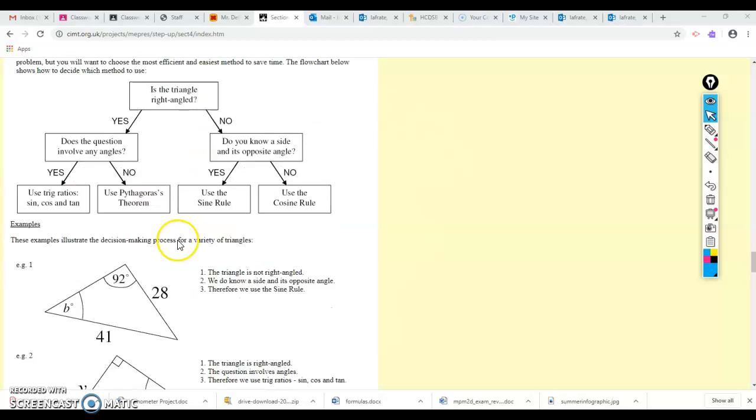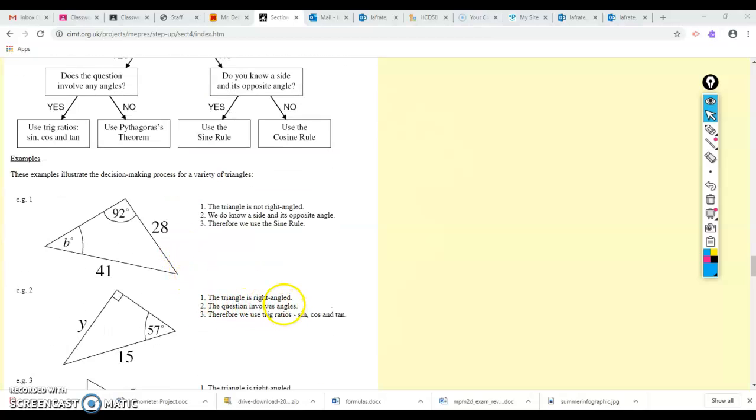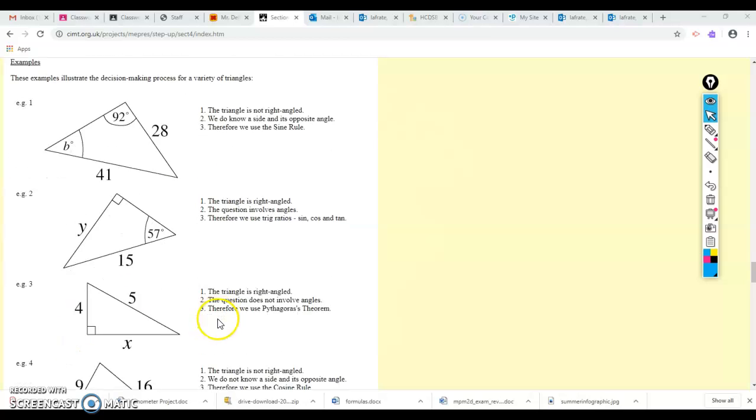Is it a right angle triangle? Yes, it is. Does the question involve angles? It does. So we have angles there. So since there's angles, then we're going to use a trig ratio. If I want to find side y, you might say, well, why couldn't I use my theorem? Well, you could, but you're missing this side here to do that. So you're going to have to use angles to find this side here using your trig ratios.